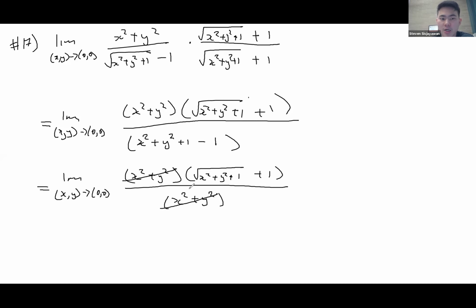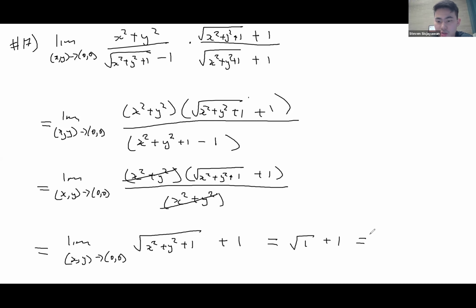You see how that helps: we can actually cancel these two factors out. Stop me whenever you have any questions, feel free to stop me anytime. So these two factors cancel out, and we're left with the limit as (x, y) approaches (0, 0) of the square root of x squared plus y squared plus 1, plus 1. If we compute this out, since (0, 0) is part of the domain, which is continuous, we have the square root of 1 plus 1, which is just 2.